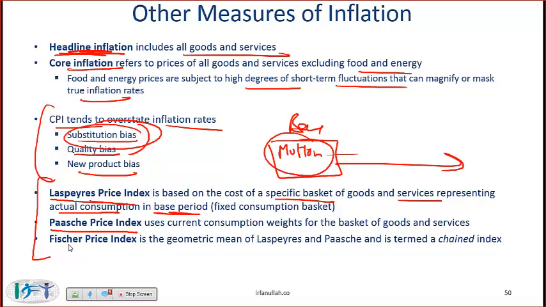And then the Fisher price index is the geometric mean of the Laspeyres and Paasche index, and is termed the chained index. So just remember, with the Laspeyres the basket is fixed, and with the Paasche the consumption basket is allowed to adjust based on actual consumption pattern.